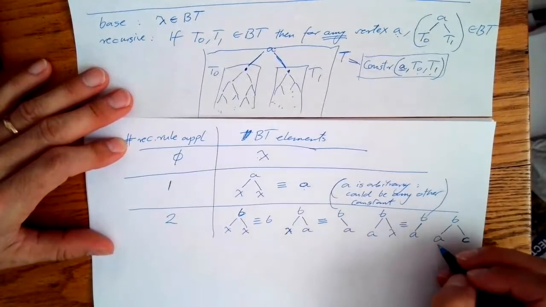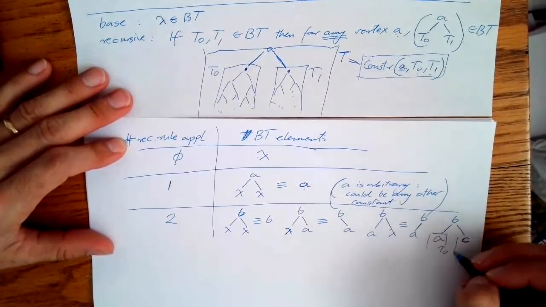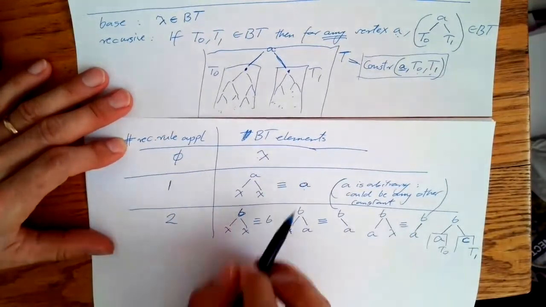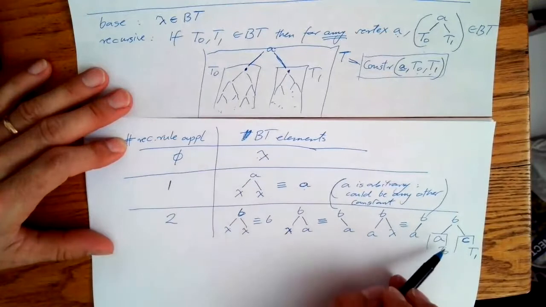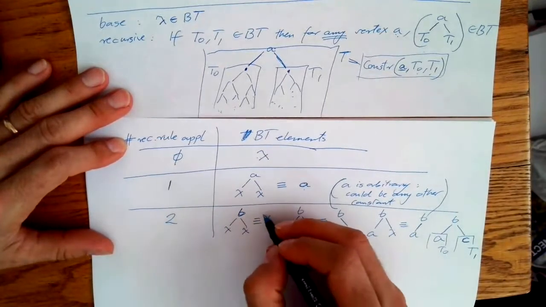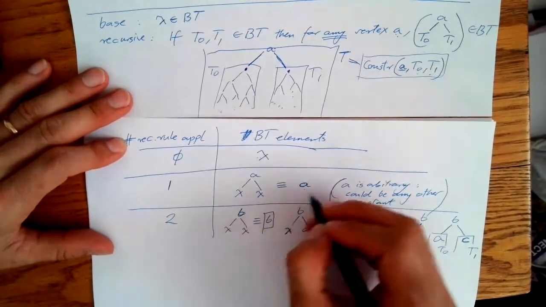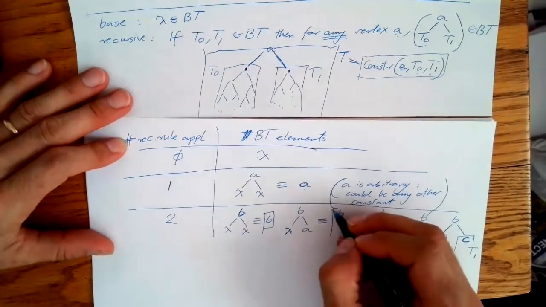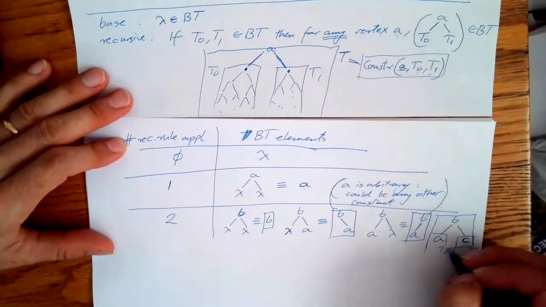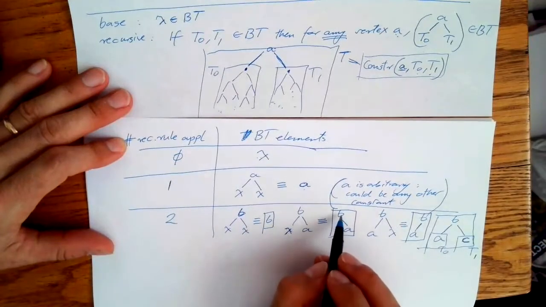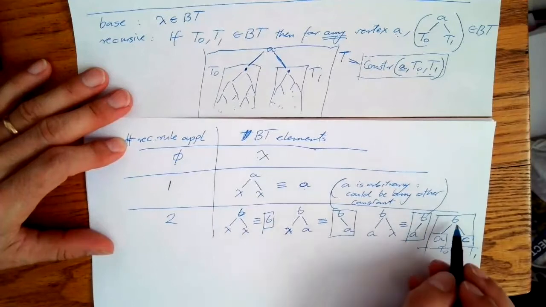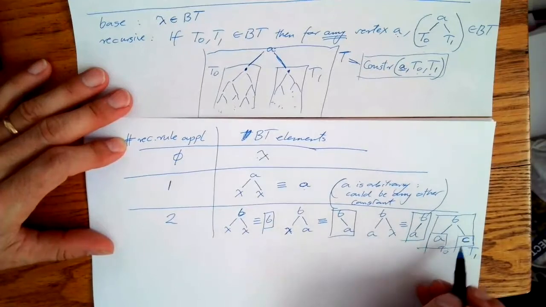So this is my T0, this is my T1. They both look like single vertices. Okay. So again, in this picture, this single vertex tree is already in here, but these are all new types of trees, right? A node with just a right child, a node with a left child, and a node with two children.